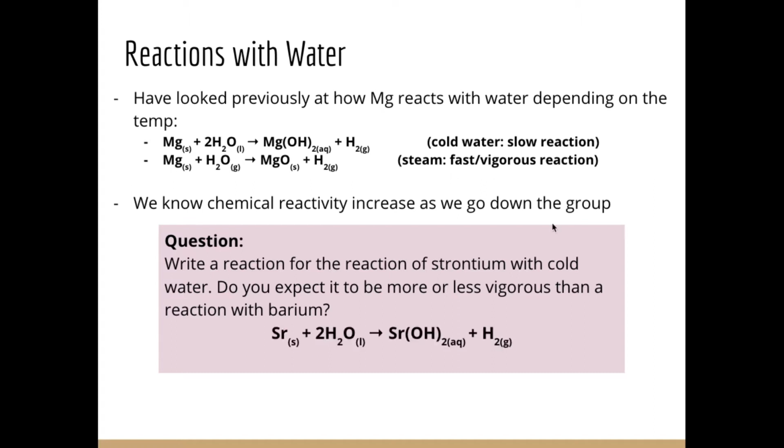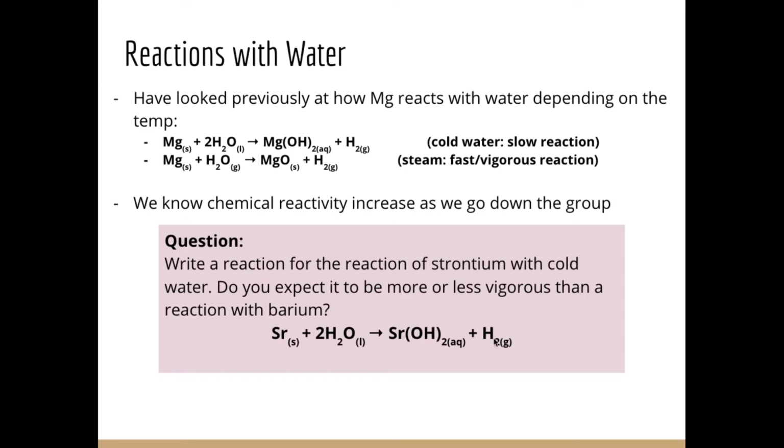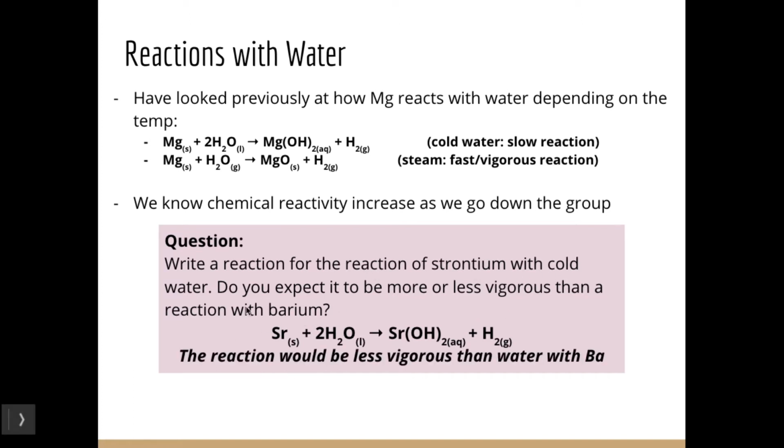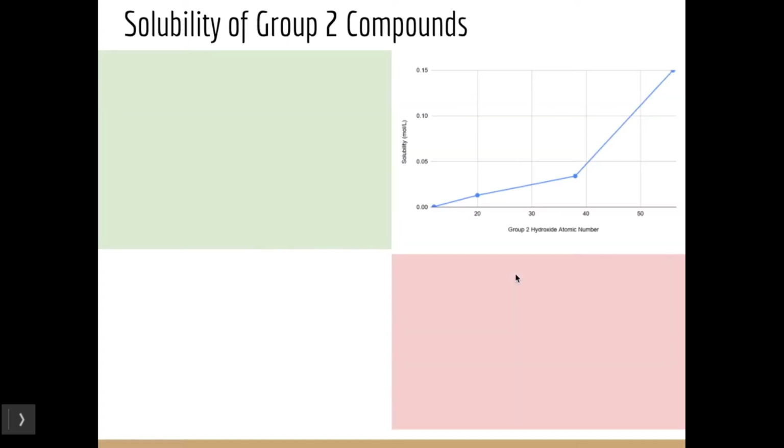So quite simply, if we've got cold water, we've got our water in the liquid phase, we react the strontium with it, we form the hydroxide and the hydrogen gas, 2 waters to balance all of that. Now, would we expect it to be a more or less vigorous reaction compared with barium? So the one that is further down has a higher chemical reactivity. So therefore, we would expect the barium to be the more reactive one compared to the strontium because it's further down the group. So the reaction with barium would be the more vigorous one. So therefore, the strontium would be less vigorous when compared to the barium.